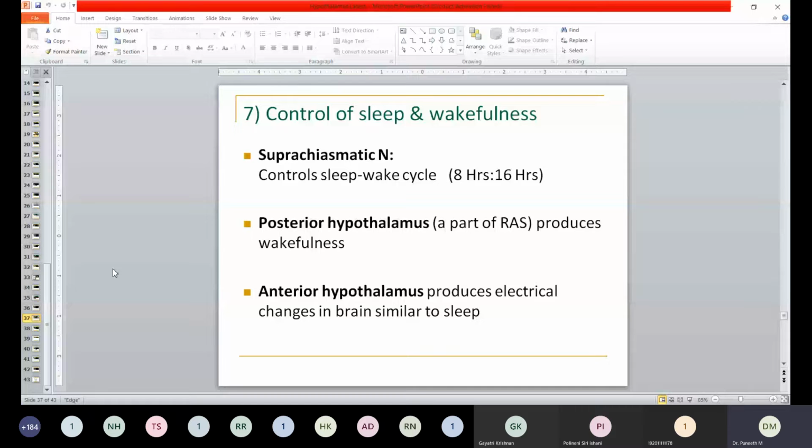Whereas the anterior hypothalamus produces electrical changes in the brain that are similar to sleep. That is, the EEG waves when you take them, the brain waves will look similar to sleep waves on stimulation of the anterior hypothalamus.